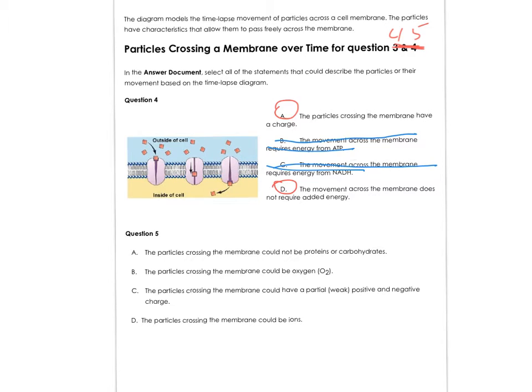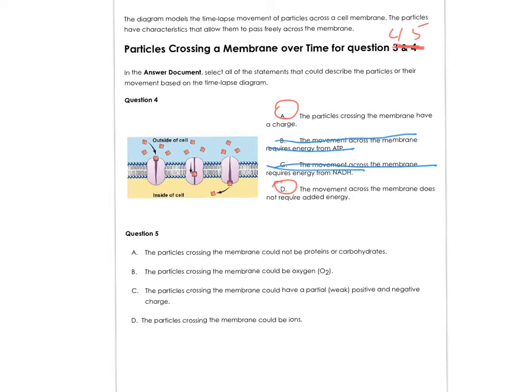The particles crossing the membrane could not be proteins or carbohydrates. Well, that would be true if these weren't getting any help, right? In the previous problem, the picture was different. They didn't have a membrane protein, so the particles were moving through on their own.